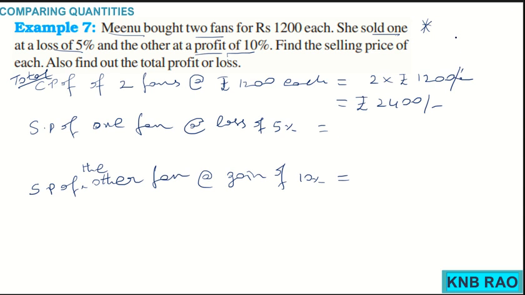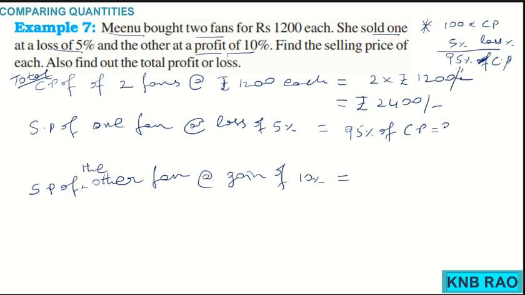Now, see children, I have 100% being CP and to that loss percentage is 5%, and loss is always calculated on cost price, and their difference 95% will be the selling price. It is one way, a simple logic which I am taking. So, loss percentage is always calculated on CP and out of 100% he is losing 5%. So, 95% of CP becomes the SP, isn't it? So, here it is 95% of CP is the SP of one fan.